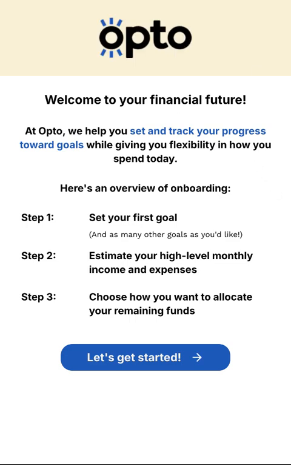So this page explains an overview of what Opto is all about. So Opto is different from other personal finance apps because we really focus on your goals in the short and medium term and try to help you think proactively about what you're setting aside money for. We try to keep it simple so you can focus on making better decisions that align with what matters to you. So we'll start by having you set your first goal. Then we'll have you briefly estimate your high-level monthly income and expenses. And then lastly, we'll go into the real fun of it, which is focusing on what you want to do with the rest of the money left over in a given month.